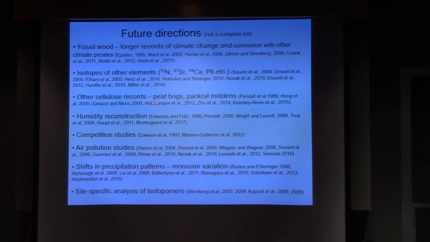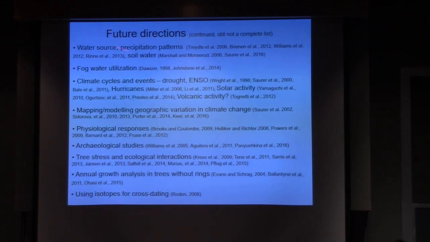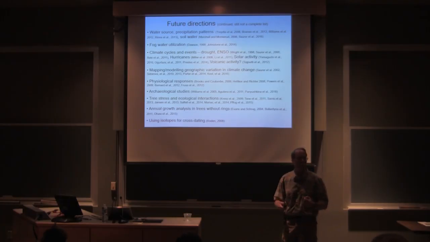Other cellulose records, peat bogs, humidity reconstruction, air pollution studies. You want to do an air pollution study using tree rings? There they are. Go look at them. Shifts in precipitation patterns, monsoonal precipitation in either the Southwest or India or somewhere. Isotopomers, water sources, soil water, fog water utilization. Climate cycles like El Nino, hurricanes, solar activity, volcanic activity with tree rings have all been used.